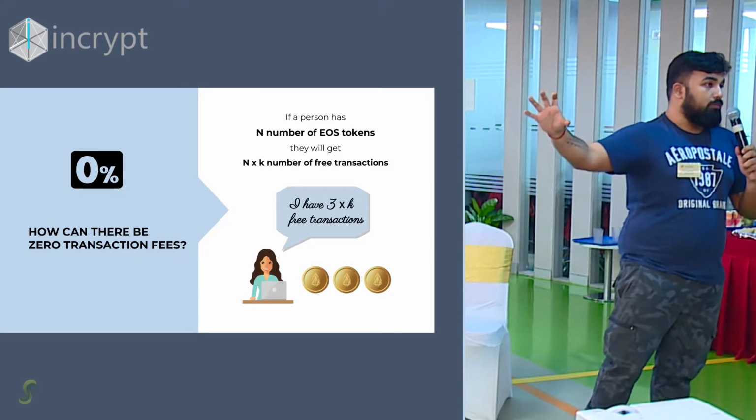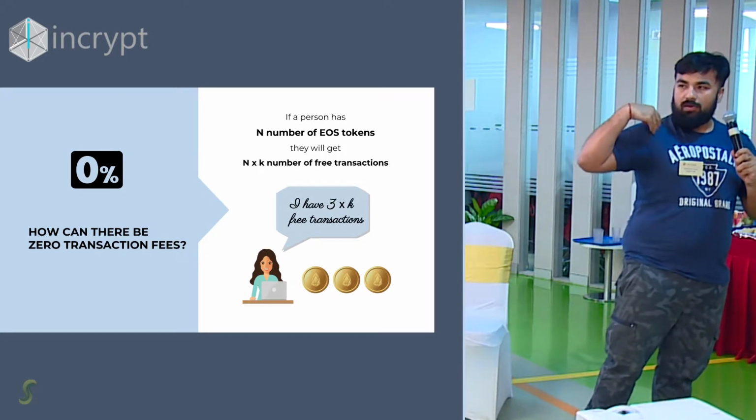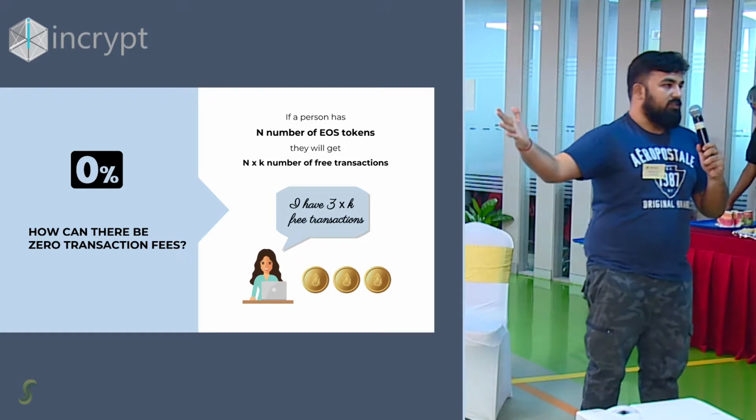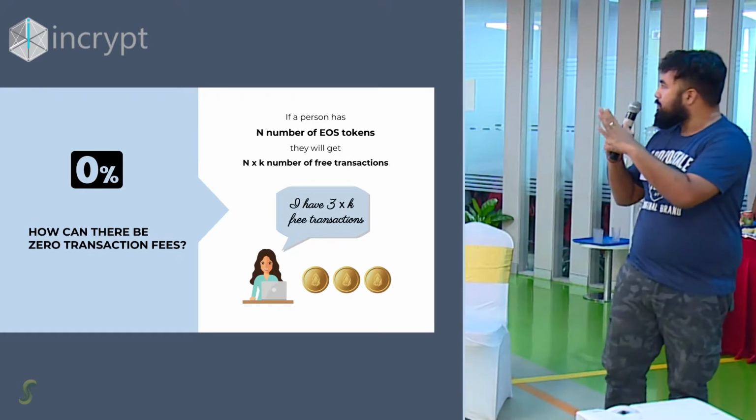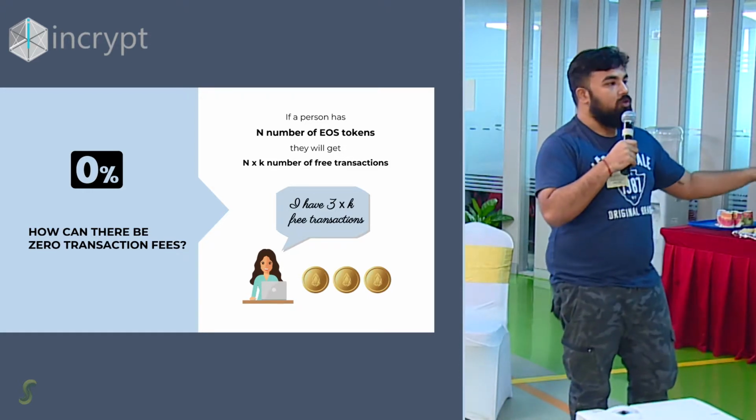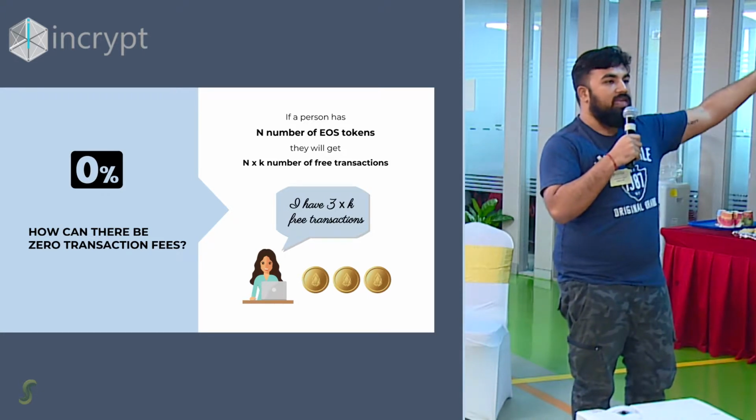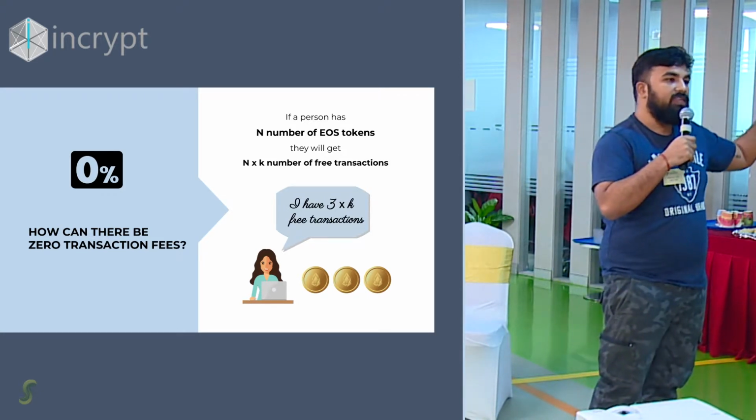Since I own that computational power, I get a certain amount of free transactions. So just to give you an example, if I have n number of EOS tokens, I will get n into k times free transactions, where k is a constant.